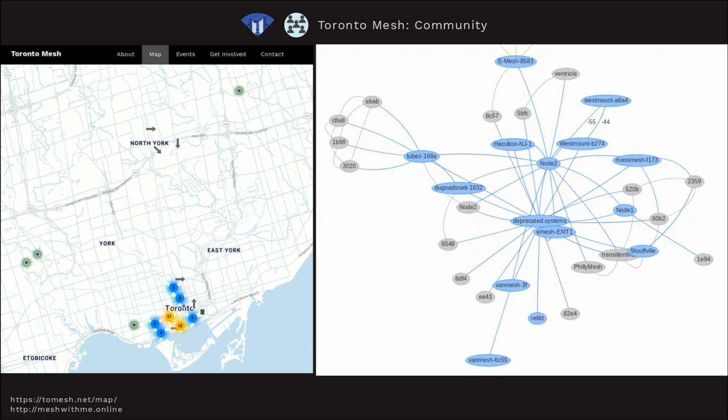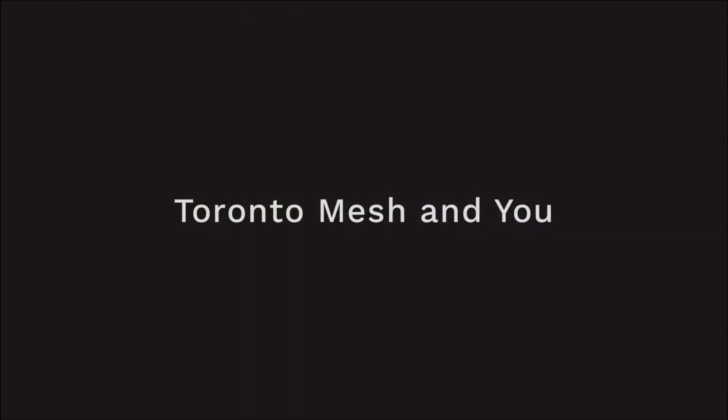At this stage, we don't have a permanent wireless link between any two nodes, so our mesh is linked through the internet. The slide on the right shows all the nodes that are connected to Toronto Mesh at any given time, which brings us to our last section, Toronto Mesh and you.